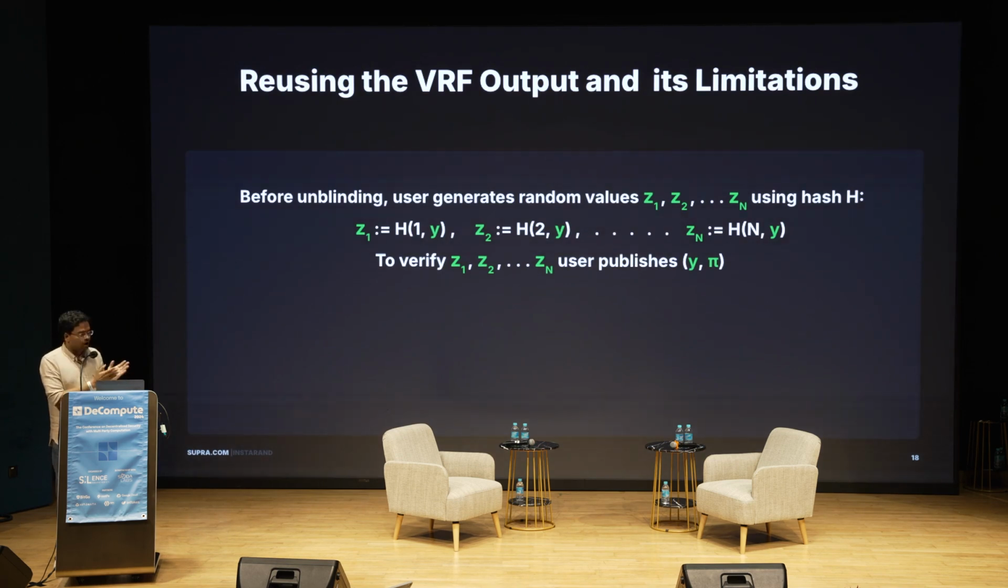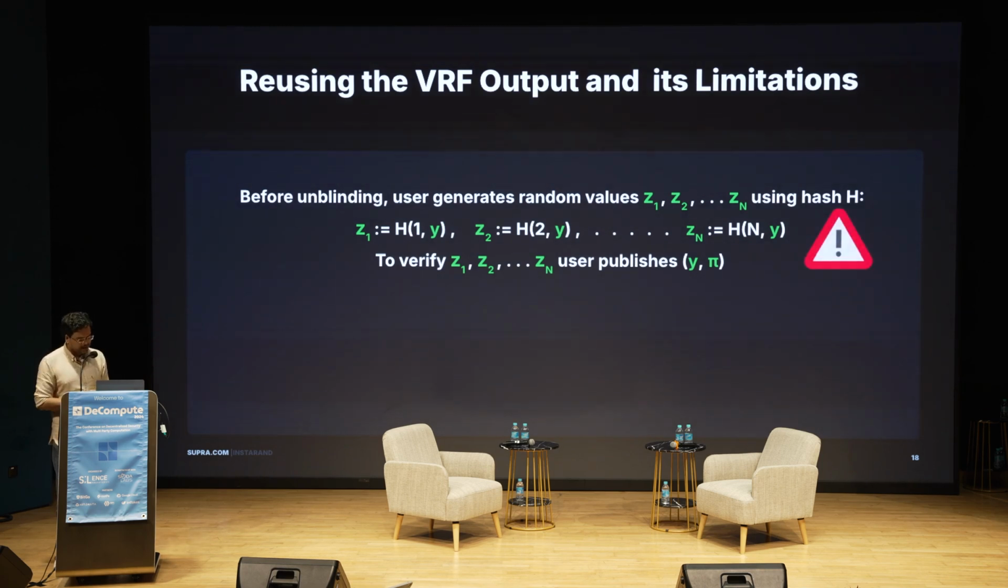So now, using this output private VRF, we can reuse or cost-amortize the VRF query. Before the unblinding, let me show you how you can generate multiple local random values which are verifiable. What the user will do is, before unblinding, generate multiple random values z1 to zn using a hash function each. So it will generate z1 as hash of 1 comma y, z2 as hash of 2 comma y, dot dot dot, zn as hash of n comma y, right? So consider here n as 48, then these are all the die values. When the user wants to verify the z values, the user will just unblind y and pi and reveal them. And now anyone can verify that z1 to zn are correct by verifying y and pi, and then recomputing z1 to zn. So this is how you can cost-amortize that one VRF query to generate n outputs.